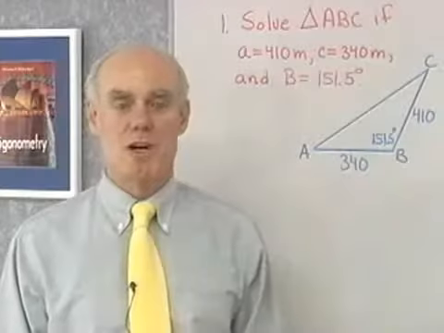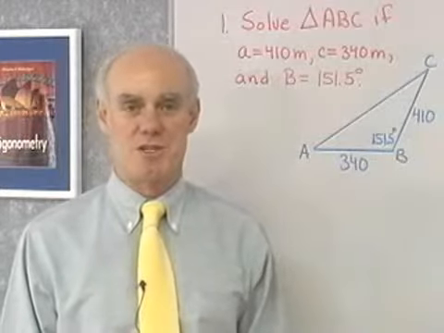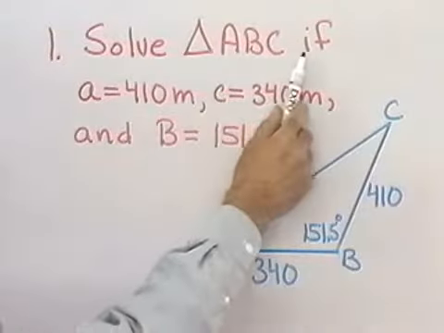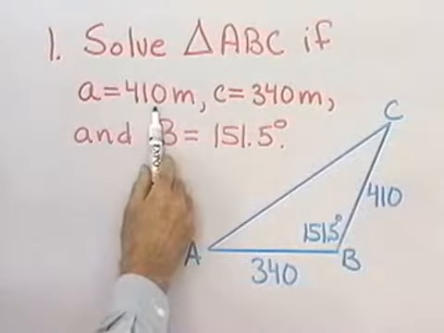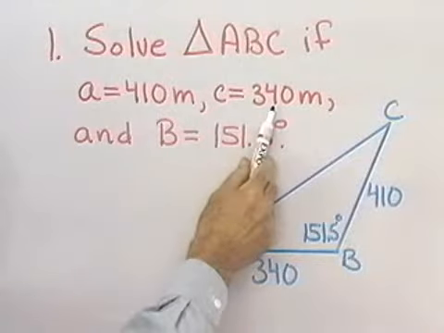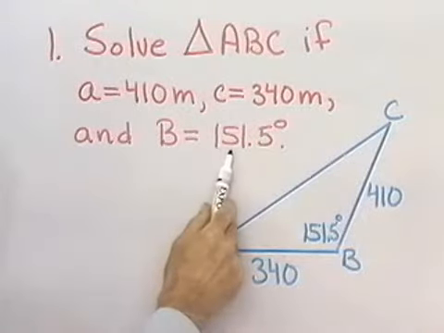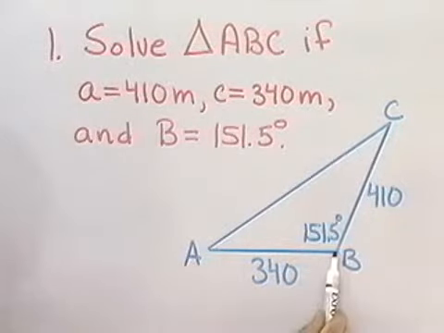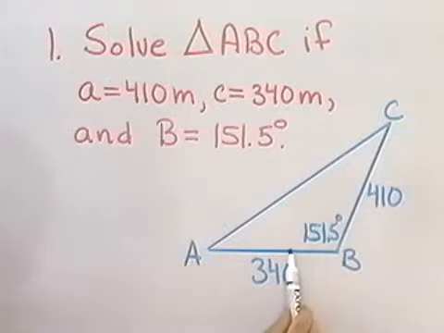In this section, we use the law of cosines to solve for the missing parts in some triangles. For our first problem, we have: solve triangle ABC if side A is 410 meters, side C is 340 meters, and angle B is 151.5 degrees. So you can see I've drawn a little picture of the situation. Angle B is included between side A and side C.